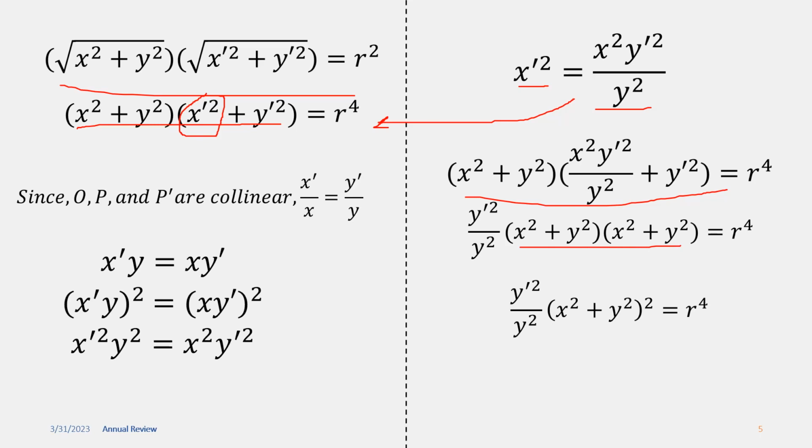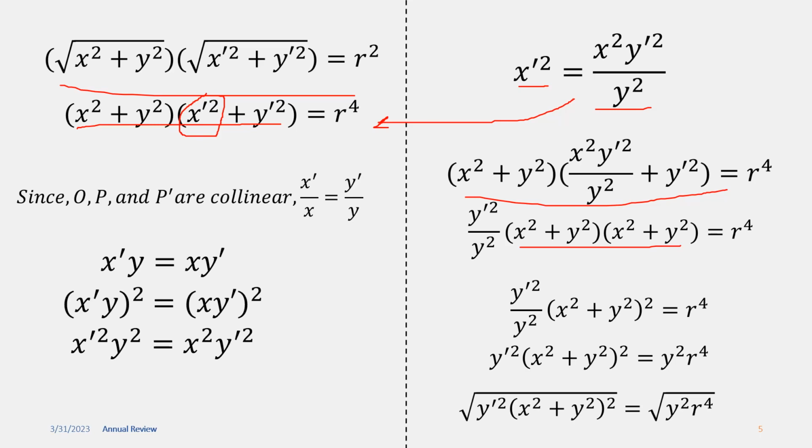So we have the equation y prime squared over y squared, quantity of x squared plus y squared raised to 2, is equal to r raised to 4. Then let us multiply both sides by y squared and simplify. Therefore, we have y prime squared, quantity of x squared plus y squared raised to 2, is equal to y squared r raised to 4, and take the square root of both sides.